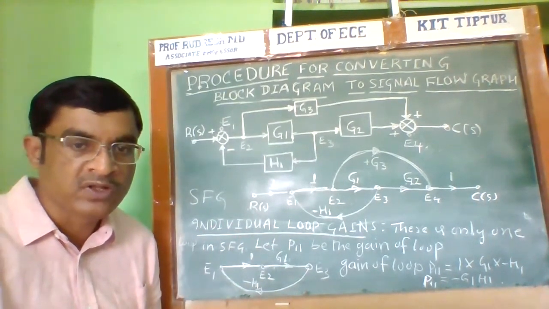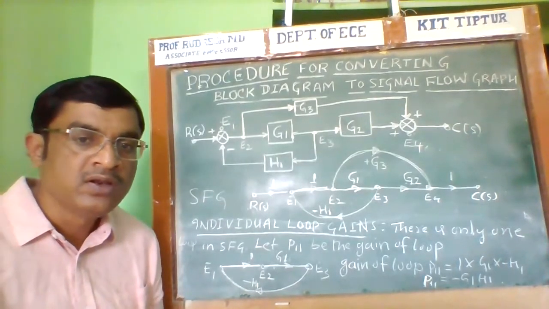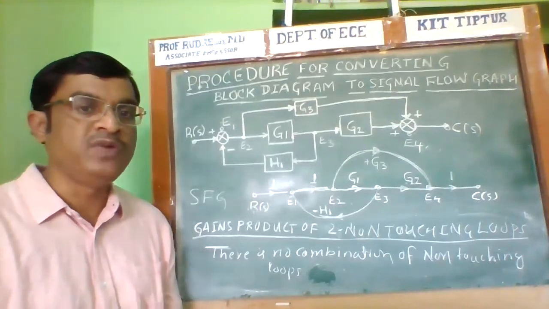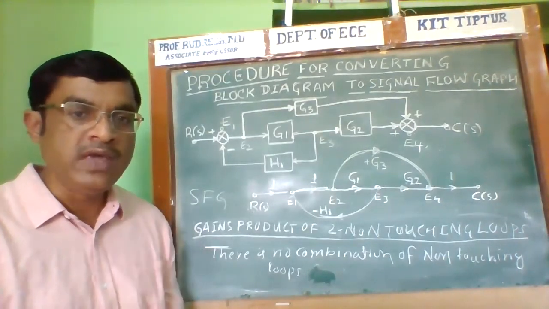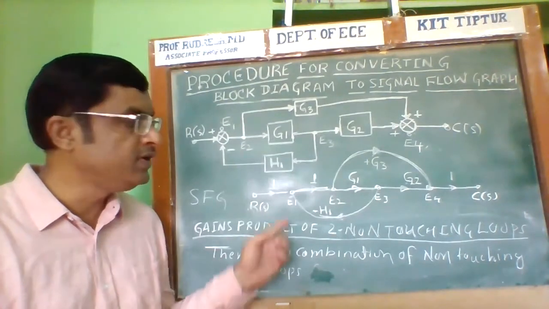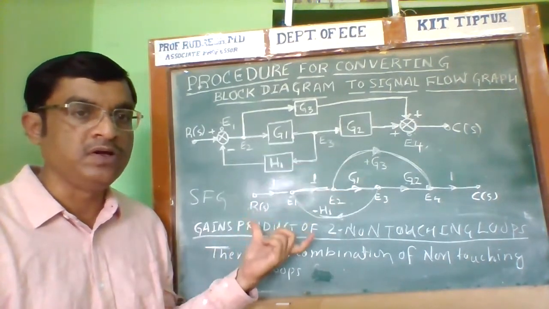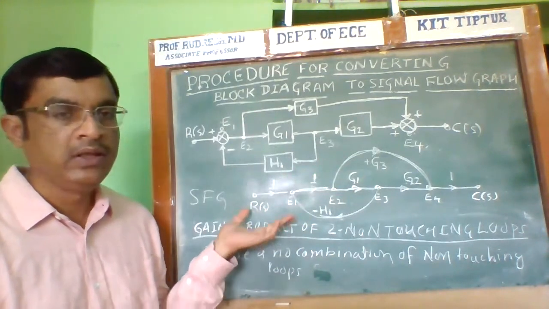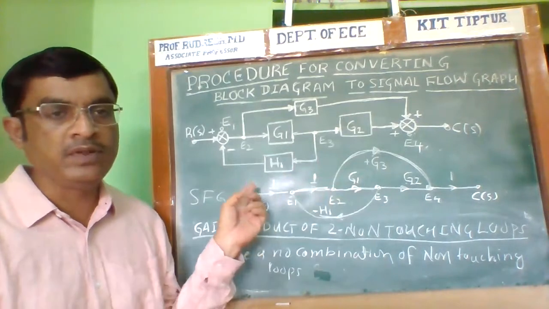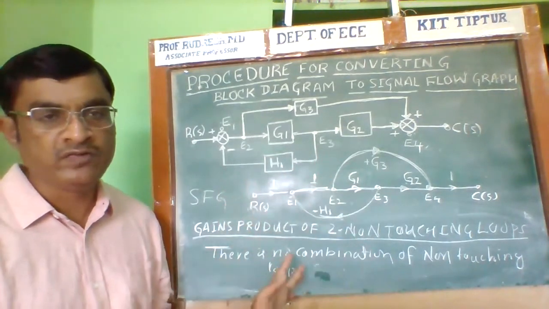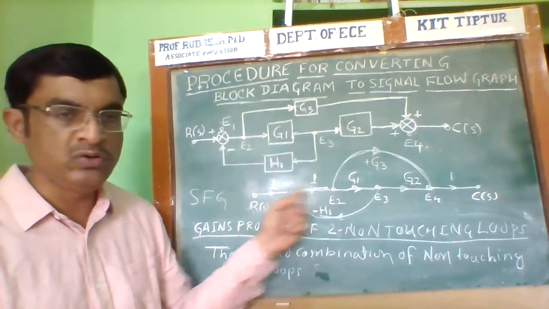In the next step, I'm going to calculate the gains product of the non-touching loops. In this particular step, we need to calculate the gains product of two non-touching loops. But observing the signal flow graph, there is no non-touching combination, since there is only one loop. There is no combination of non-touching loops.